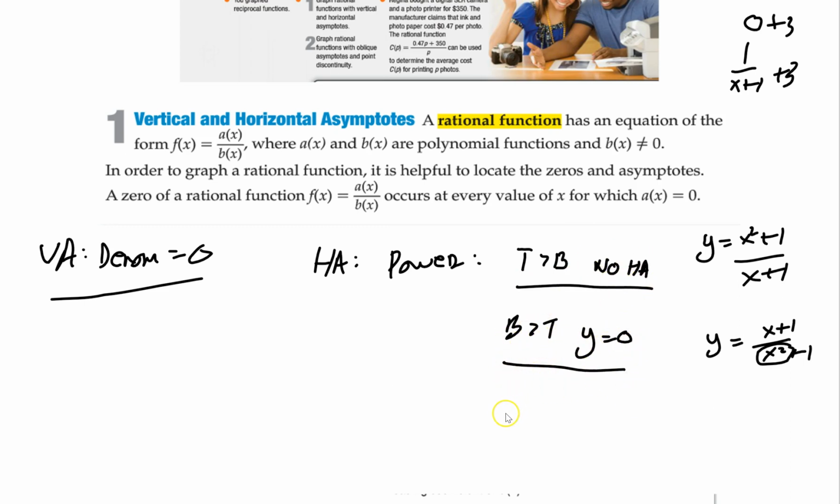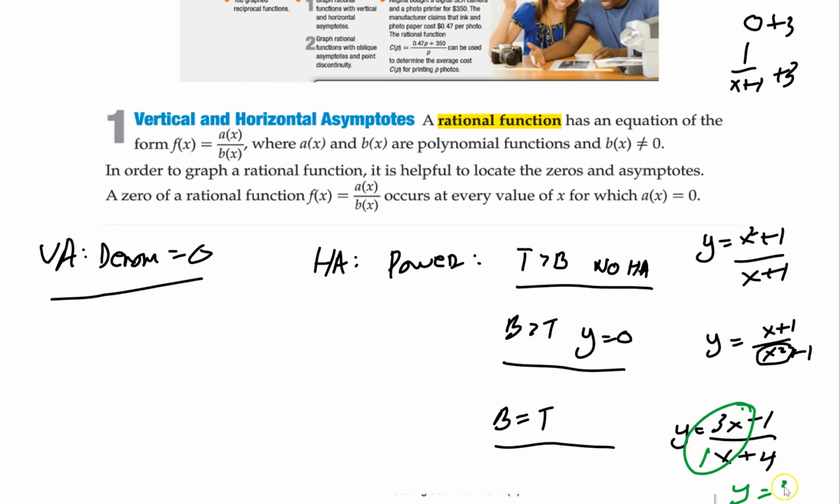And what if they're the same? Only thing left over. What if the bottom power equals the top power? So it's something to this effect. In this scenario, when they're the same power, what you do is you take the ratio of the highest powers. So we look at these two, they're both the highest power. We take the ratio, so this would be y equals 3 over 1, also known as y equals 3. So then it's y equals the ratio. So that's how I found the powers.